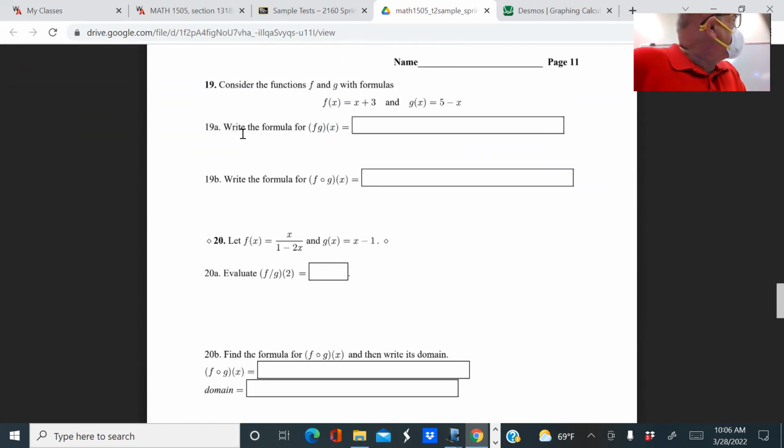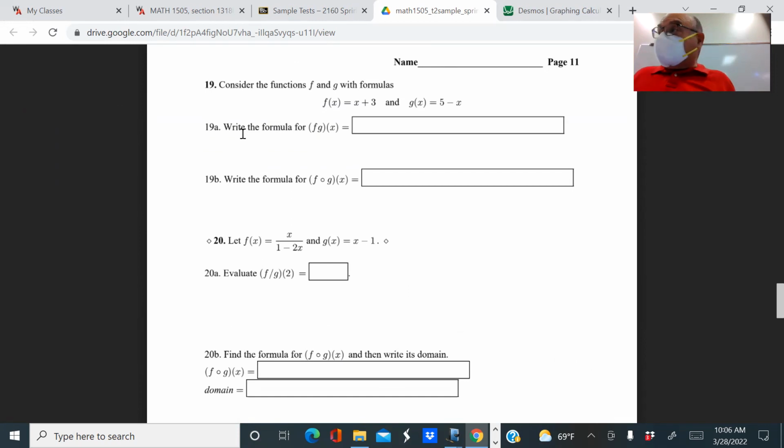Problem number 19 also there. That's just a straightforward composition problem. So that's a good practice problem also, because in the homework, there are not many problems where you're just composing functions and finding the formula for the composition.